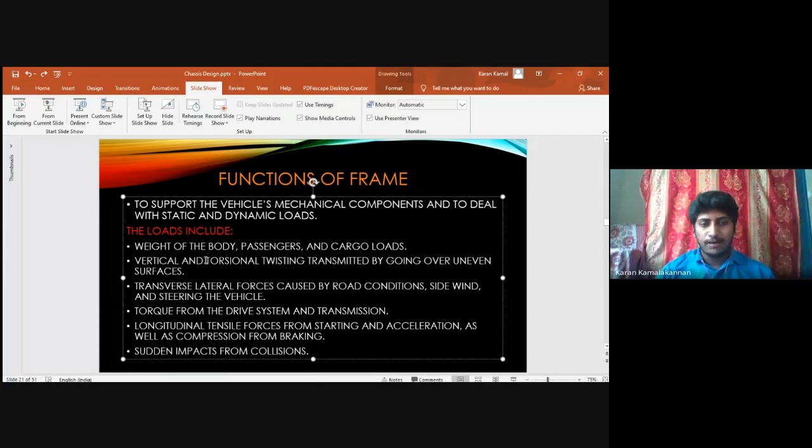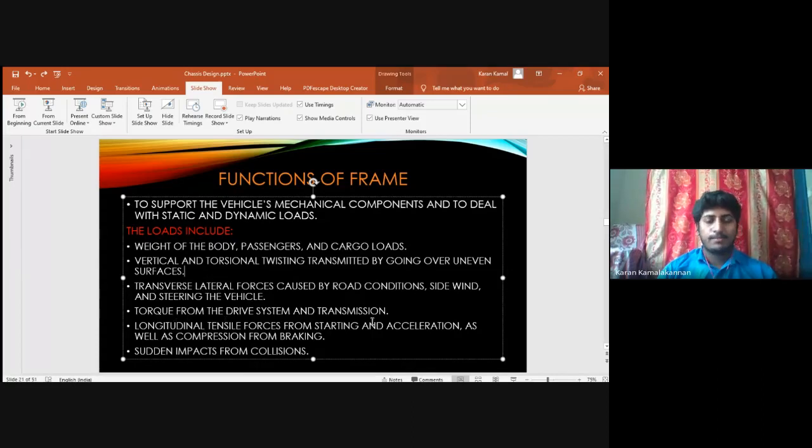And torsional twisting we have when the vehicle goes over a bump or a pothole. And the transverse lateral forces are caused by road conditions, side wind, and steering. During cornering, as we saw in the earlier video, the vehicle will be shifting towards the side, right? Centripetal force will have some effect during steering and cornering, and road conditions when you take a turn. And if you have any crosswind, it will have some effect on the lateral force.